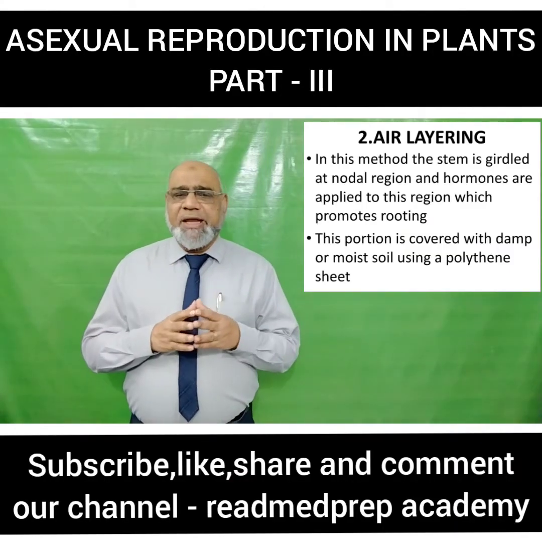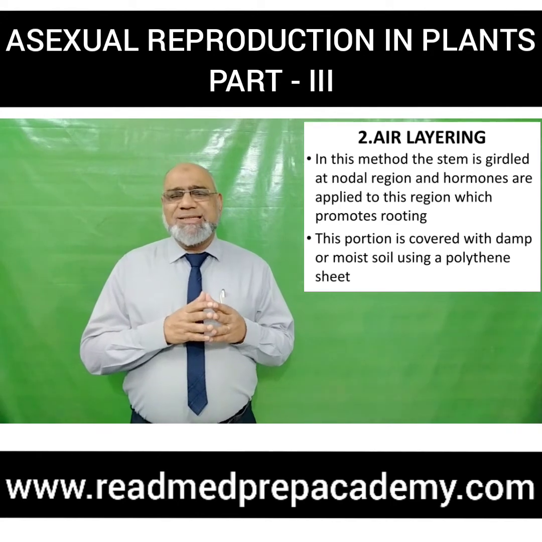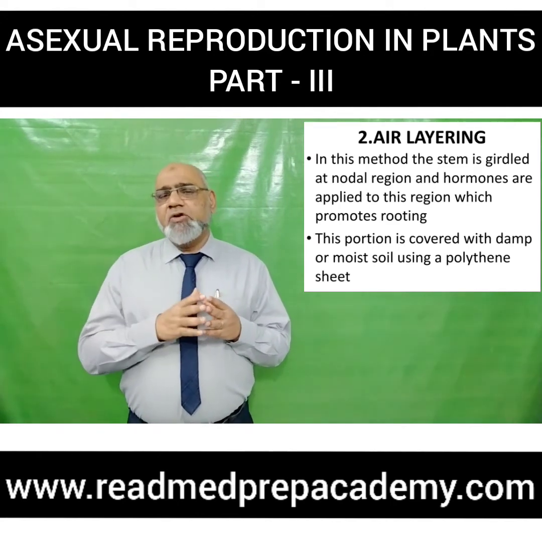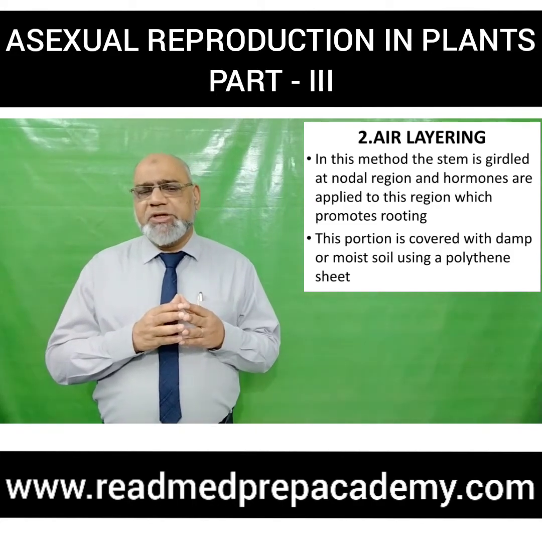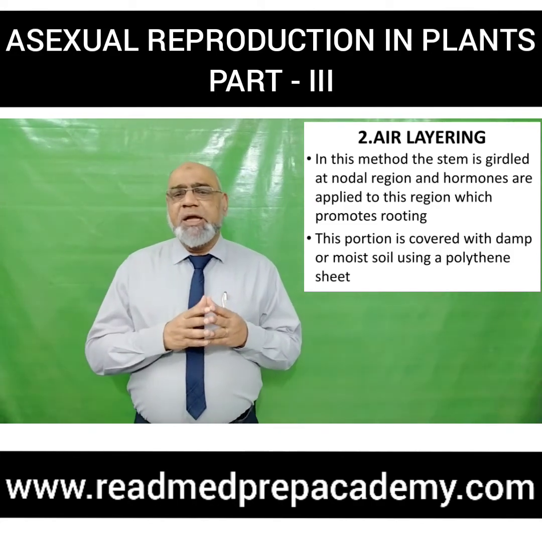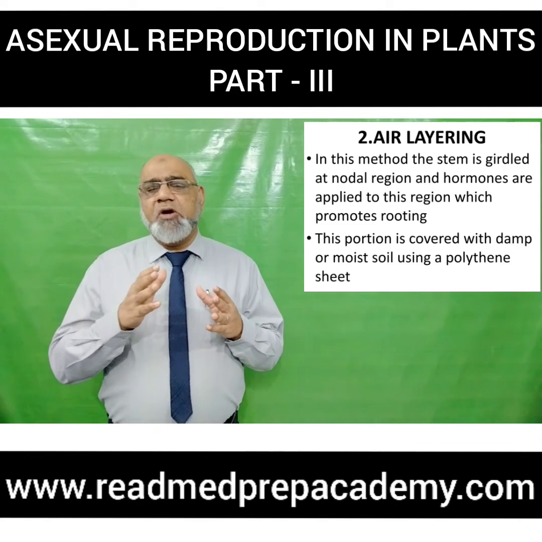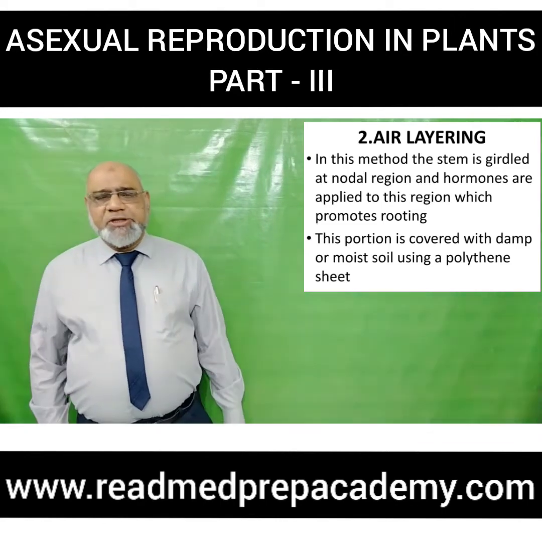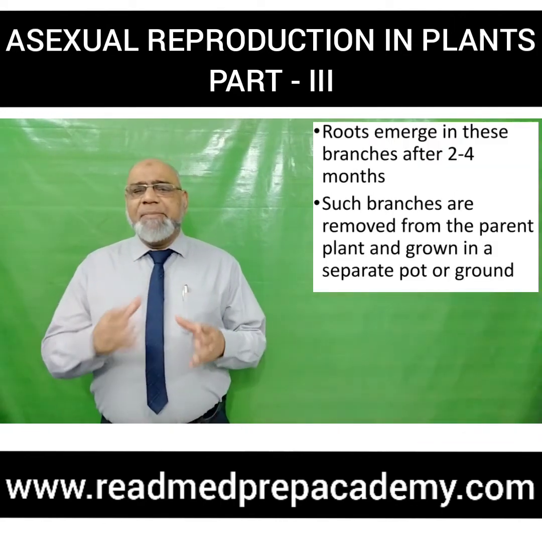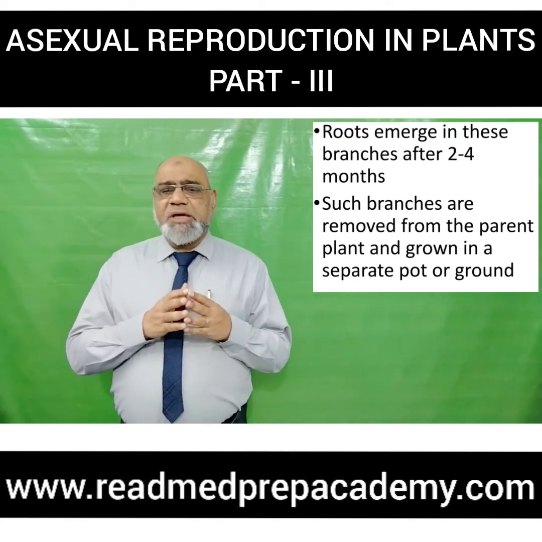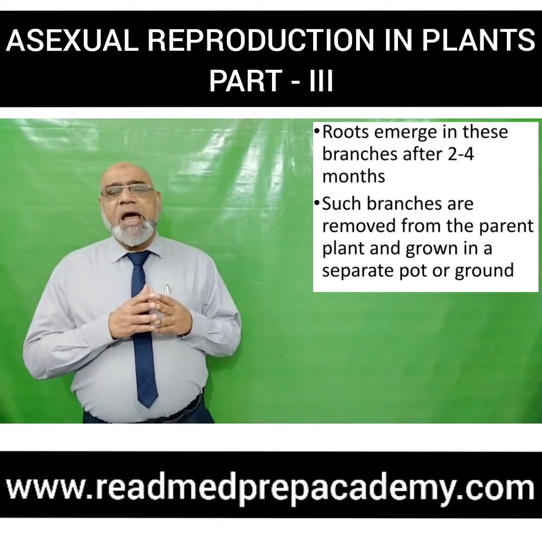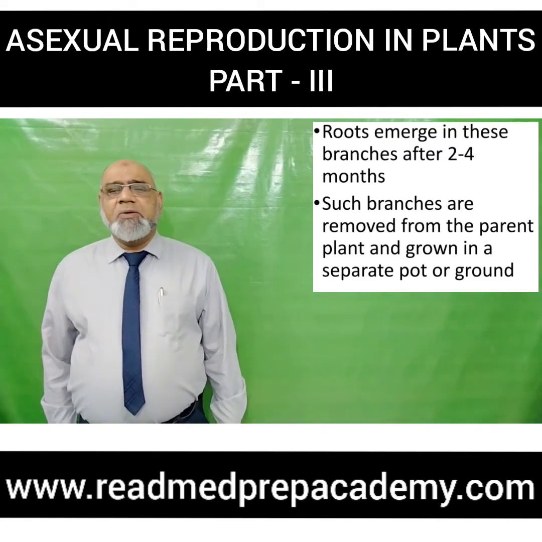What is air layering? In this method, the stem is girdled at the nodal region and hormones are applied to this region, which promotes rooting. This portion is covered with damp or moist soil using a polythene sheet. Roots emerge in these branches after 2 to 4 months. Such branches are removed from the parent plant and grown in a separate pot or ground.